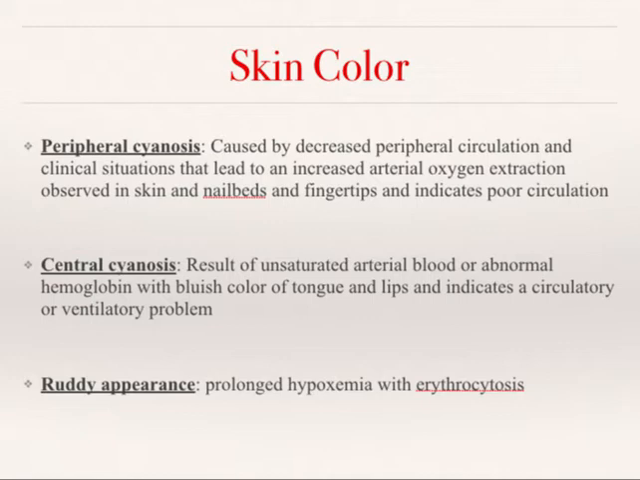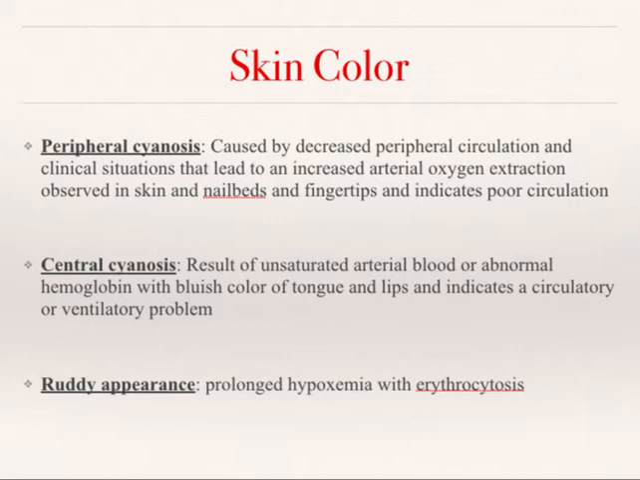And this can be a circulatory issue or a ventilatory problem. That ruddy appearance, like we talked about before, would be like erythema, prolonged hypoxemia with erythrocytosis. You'll see this a lot with patients that have COPD or chronic lung disease. They actually will end up with elevated hematocrits, sometimes even hemoglobins. You'll see it in smokers too. Smokers can have an elevated hemoglobin and hematocrit, and it's basically because of compensation. We'll talk about that a little bit later too.